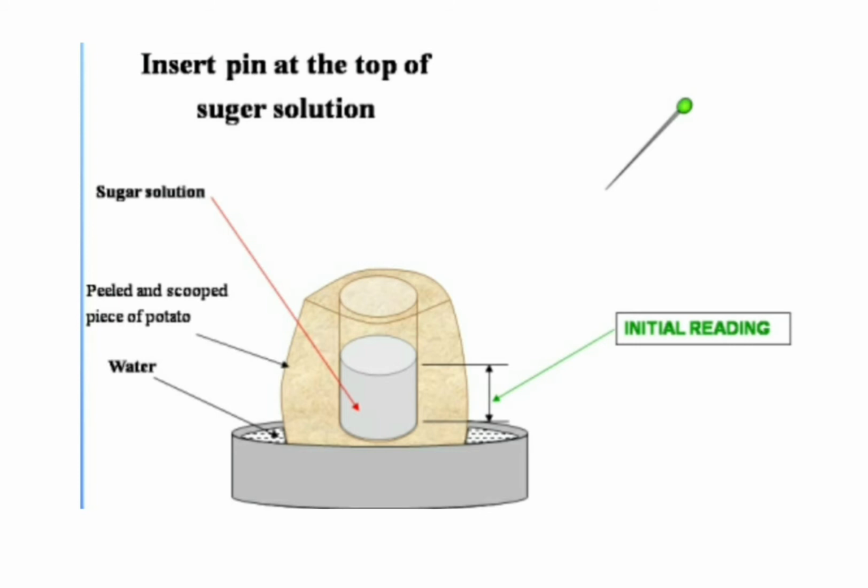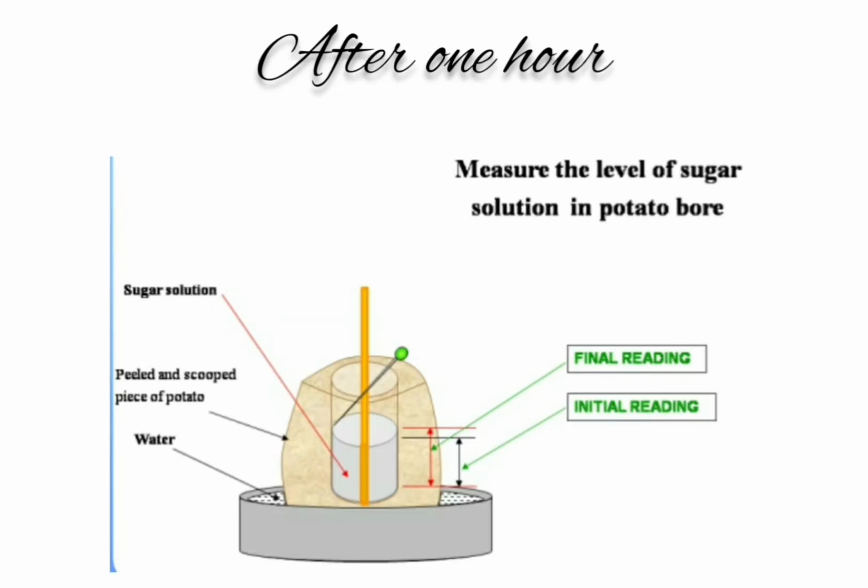Into the cavity, fix a pin in such a way that the mark is in line with the layer of the glucose solution. Set up this potato cup in a beaker that is filled with water in such a way that 75% of the potato is immersed in water. Leave this setup uninterrupted for up to 1 hour. Now notice the sugar solution in the potato towards the end of 1 hour.